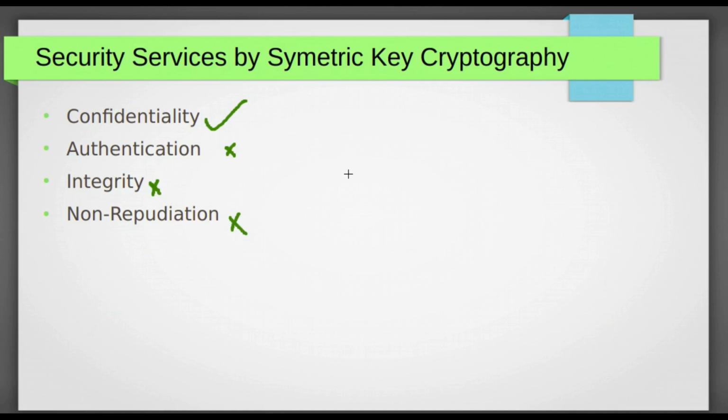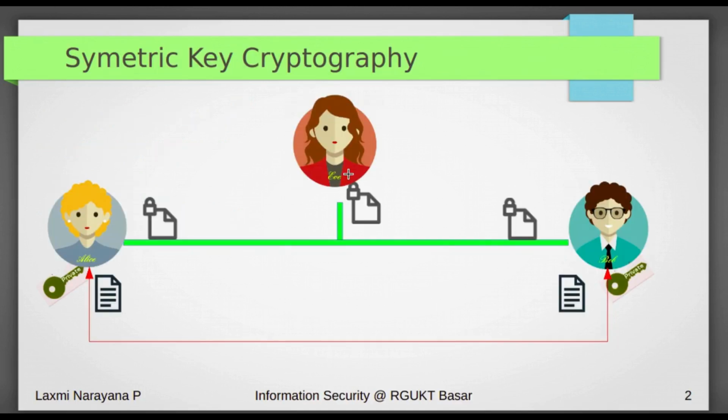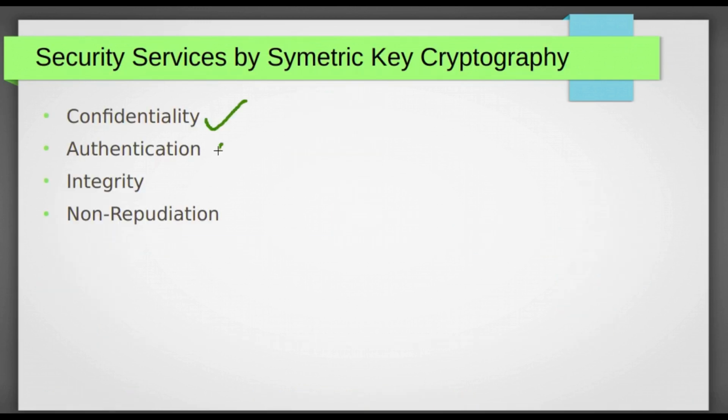Nothing prevents an attacker from generating a random message and sending it to the receiver. The receiver will then decrypt and accept the message. See here, if Eve generates some random message and sends that message to Bob, Bob will have no idea whether this message is coming from Alice or from somebody else. He has to decrypt with his key and he has to accept that message. So it does not provide authentication and integrity.